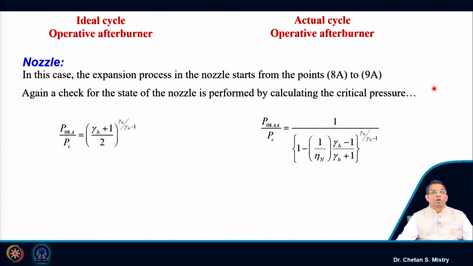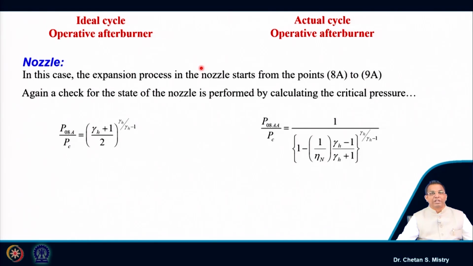Similar to what we have done in earlier cycles, here my critical pressure ratio will be calculated as P08A divided by PC, as represented in this formulation. Same way, when we incorporate the actual cycle, it is separately written in terms of P08AA, and here I will have the nozzle efficiency. So, do not get confused. On top it is specifically mentioned, ideal cycle and actual cycle.